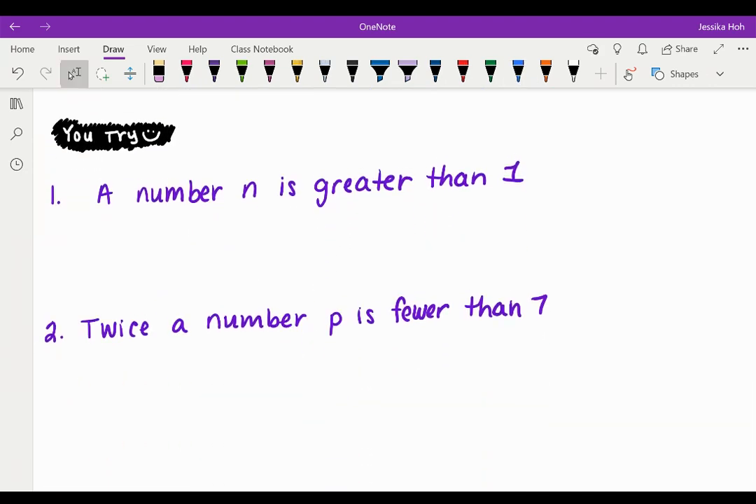All right, here are your U-tries. Please pause it right here and complete your U-tries. You do not need to send your U-tries, but I encourage you to participate so you can see how you're doing.